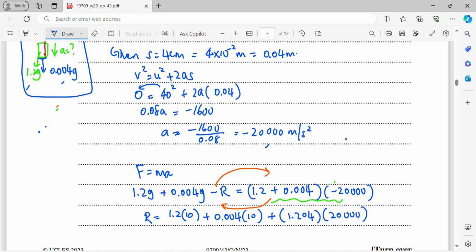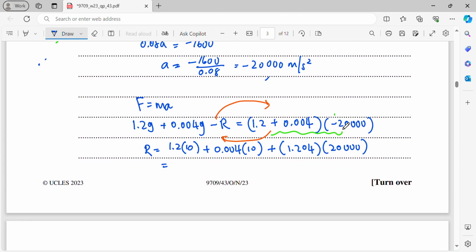Okay, then from here, at last, when you get the total, it will be 24092.04. Okay, so now we always round up our answer to 3 significant figures. Therefore, it will be 24100 newtons. This will be the requested force.